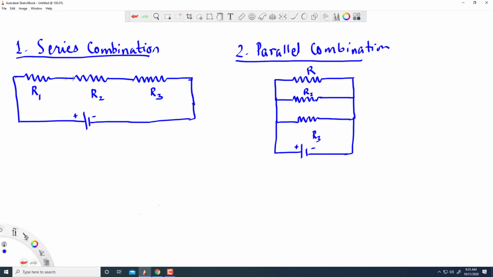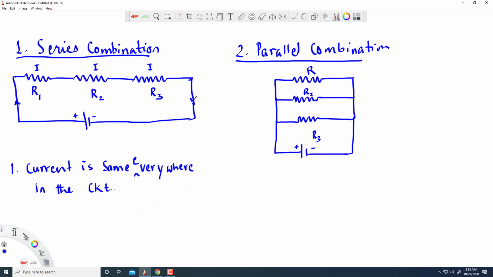Whenever you connect resistors in series, the current flowing through each of the resistors is the same. If current I flows through this one, the same current I flows through that one also. If you have 1 ampere of current flowing through this, you will have 1 ampere through that, and 1 ampere through that. So, current is the same everywhere in the circuit.